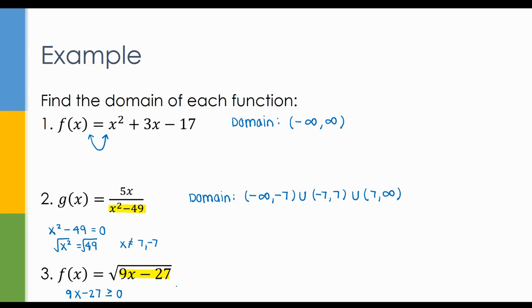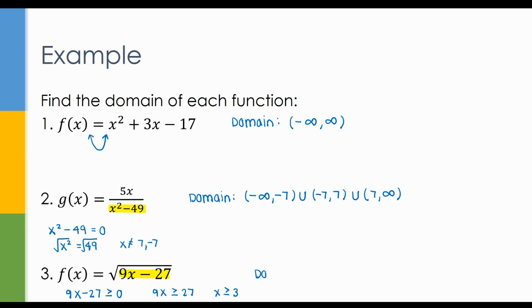So that means that we're going to add 27 over to the other side. By adding 27, it does not change the inequality sign. Then I'm going to divide both sides by 9, and when you divide by a positive, it once again does not change that inequality. So 27 divided by 9 is 3, so x is greater than or equal to 3, meaning I can plug 3 in, I can get 0, I can take the square root of 0. I can plug in 4, I'll get a number that's positive, I can take the square root of a positive number.